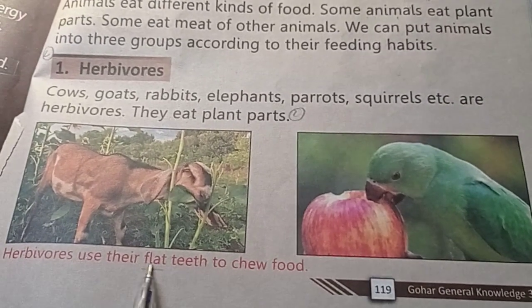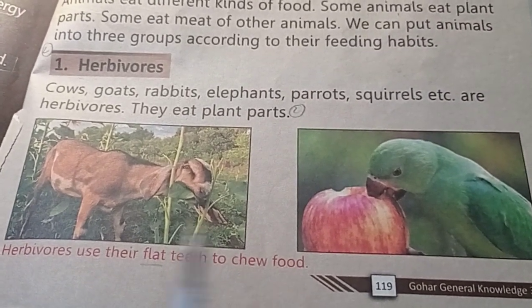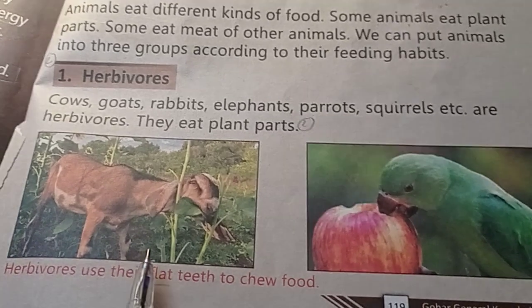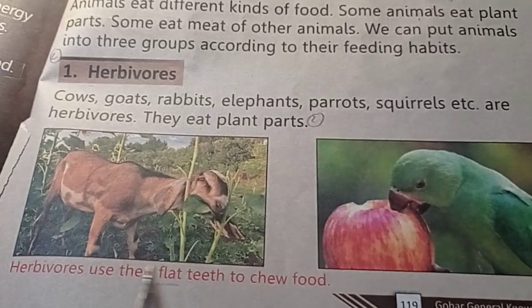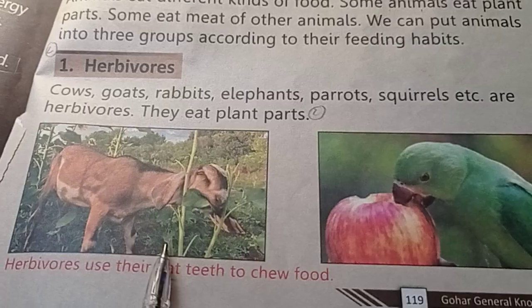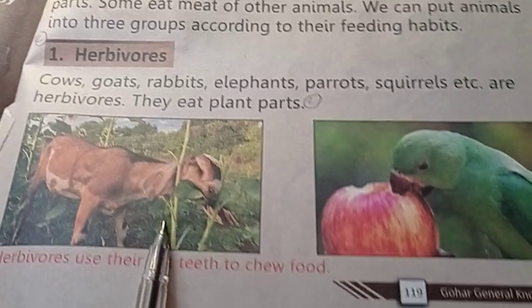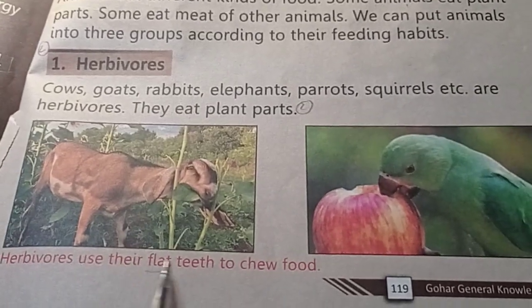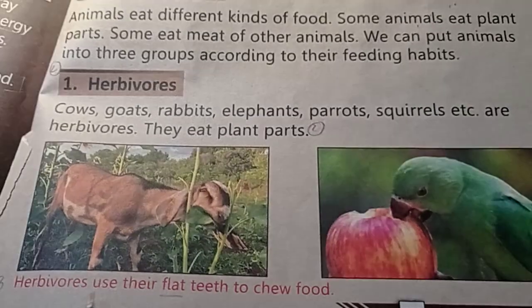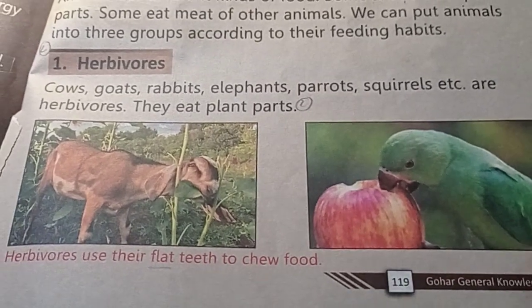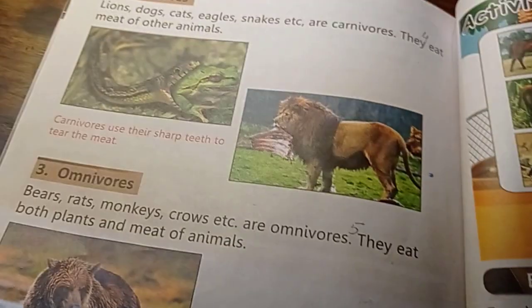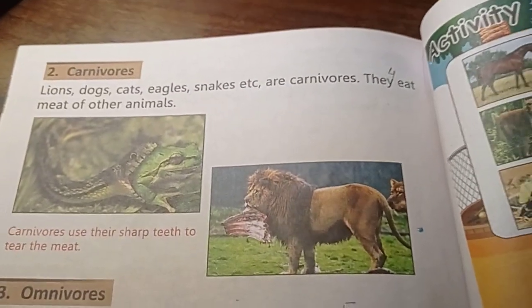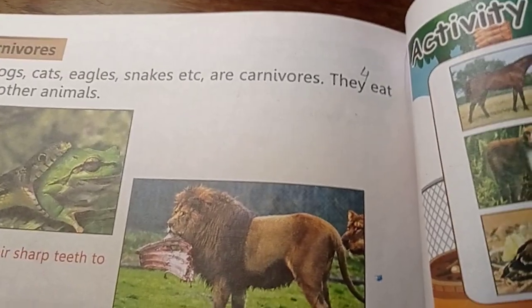Herbivores use their flat teeth to chew food, and this is by nature. Allah has given them flat teeth. They don't need pointed teeth, because the plants are not too hard, so they only need flat teeth, which help them to eat the plants. So this is the first type of animals, which is herbivores. Herb means the plant. Little plants are called herbs, so that is why we call them herbivores.